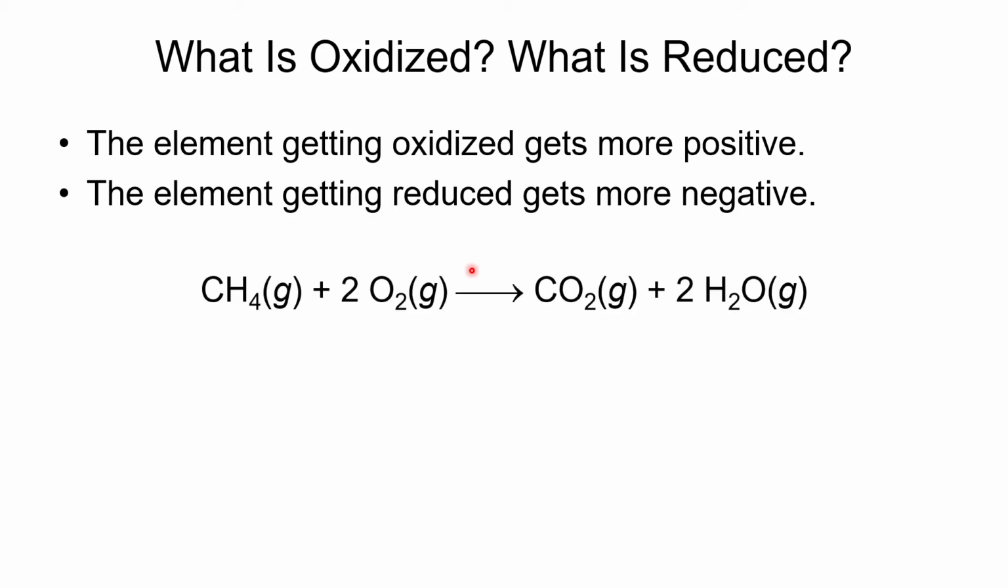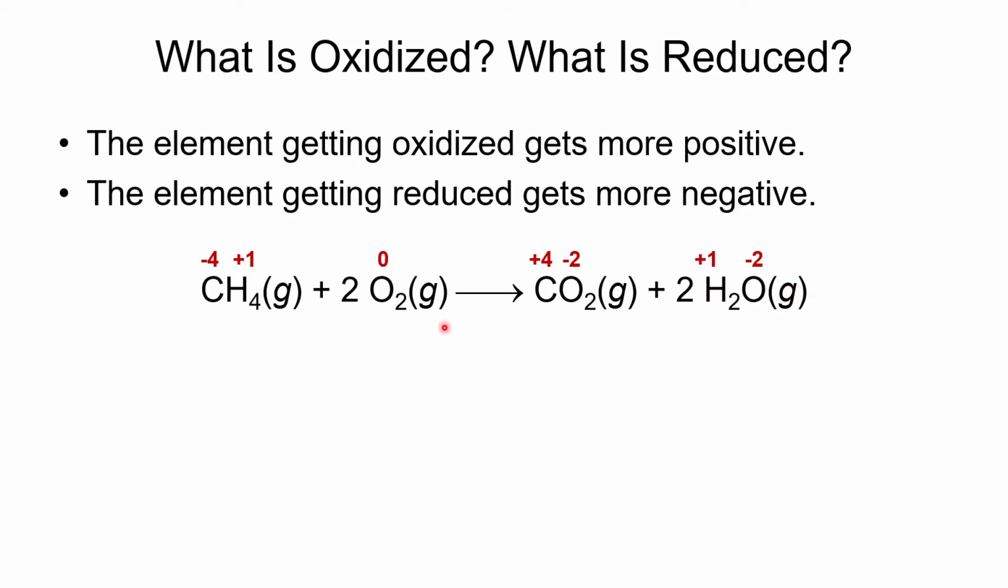So here is an example. We've got methane that burns in oxygen to give us carbon dioxide and water. And I'll put the oxidation numbers here. Hydrogen is +1. And if we go around, we'll figure out carbon is -4. Oxygen here is 0. In carbon dioxide, oxygen is -2, and that makes the carbon here +4. And then in water, oxygen's -2 and hydrogen is +1.